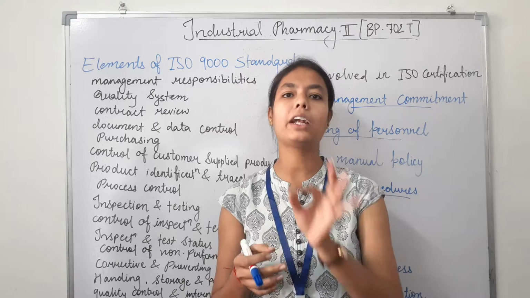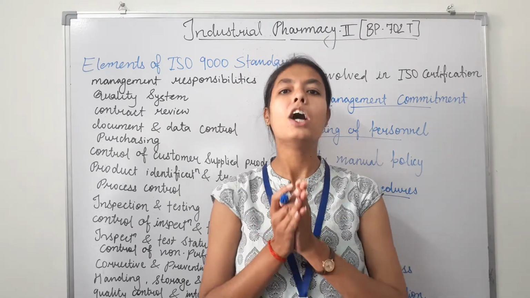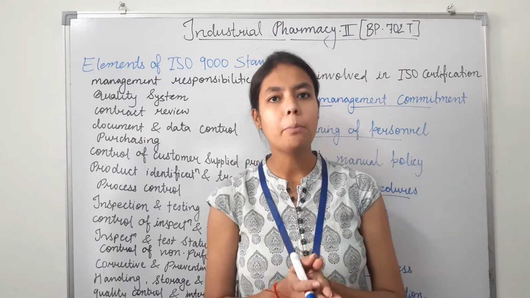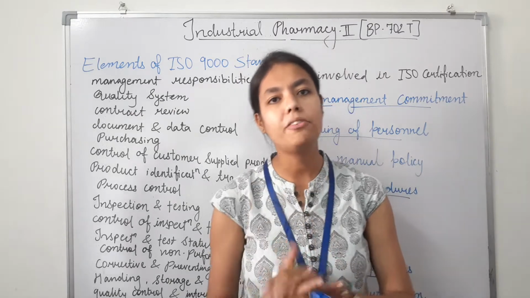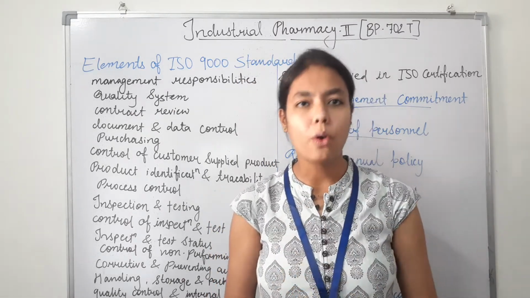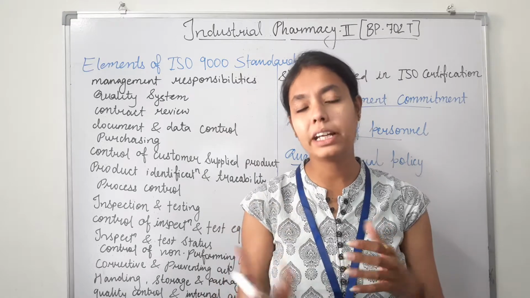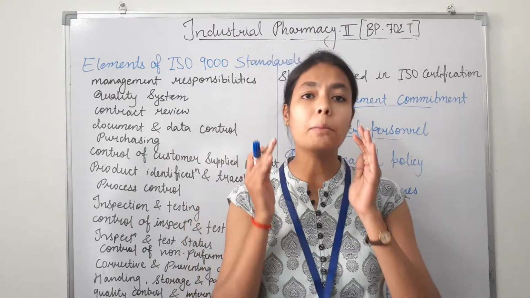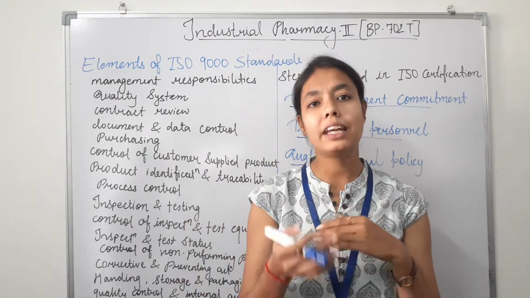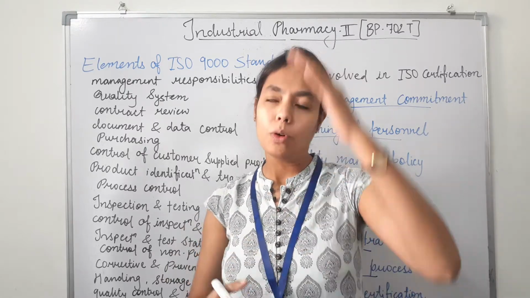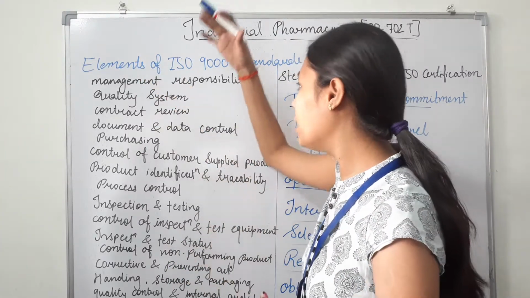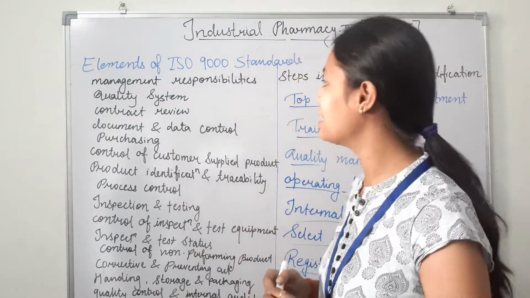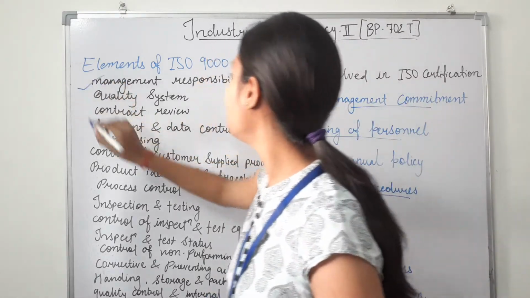What are the various corrective and preventive actions? Handling, storage, packaging, preservation and delivery of that particular product or service. Apart from that, control of quality records, internal audits, or we can say internal quality audits, then training of the personnel, and after that the most important part is statistical techniques, which are used to overcome all the ISO 9000 series standards. So let's discuss one by one. So first one is management responsibilities.